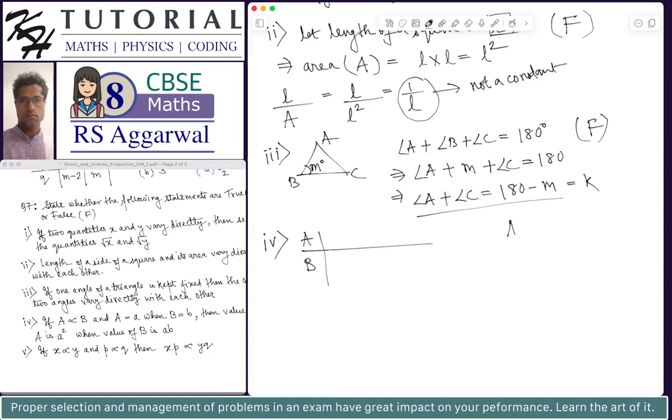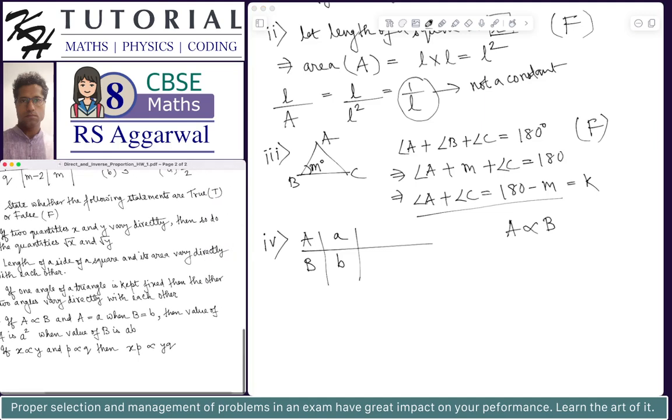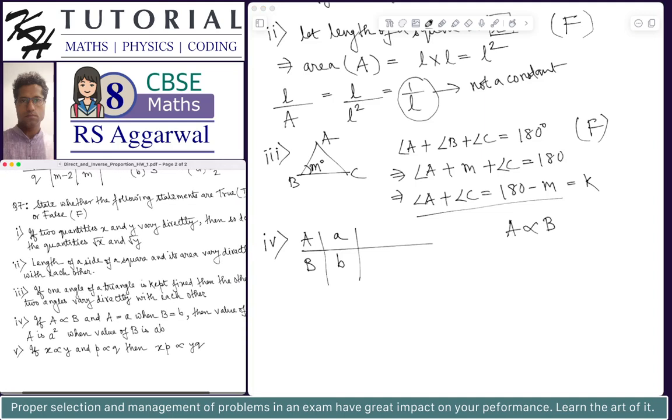Mathematically, this notation means that A varies directly with B, or A and B are in direct variation. So now it is also given that A is equal to small a when B is equal to small b. So we have this data, that is small a and small b are the corresponding values of the quantities capital A and capital B. Now it is saying that the value of capital A is a square when the value of B is ab.